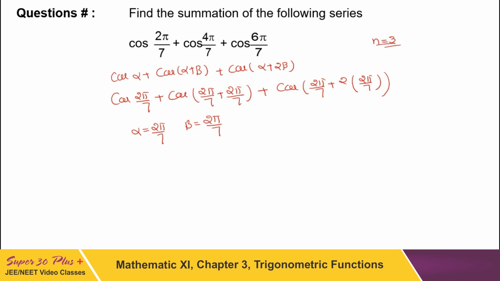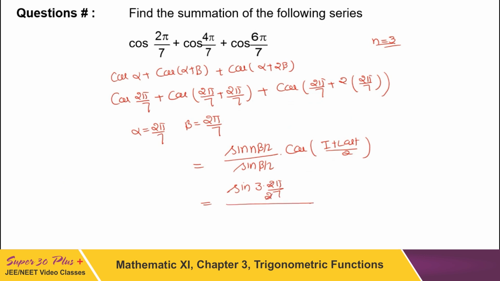Now apply the formula. It is equal to sine n beta by 2 upon sine beta by 2 into cos of first angle plus last angle by 2. Now simplify it. What is the value of n here? The value of n is 3, which is equal to the number of terms, and the value of beta is 2 pi by 7. So n beta by 2 is 3 into 2 pi by 7 by 2. Simplifying, it is sine 3 pi by 7 upon sine beta by 2.